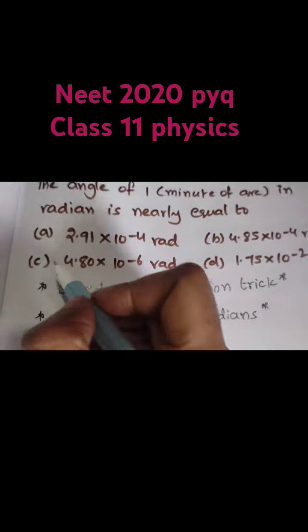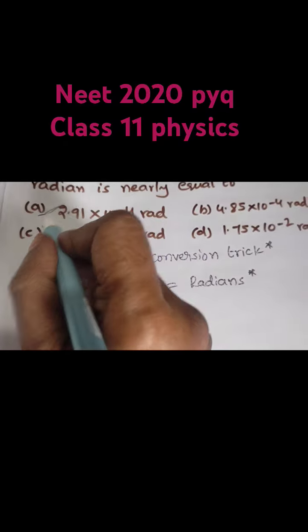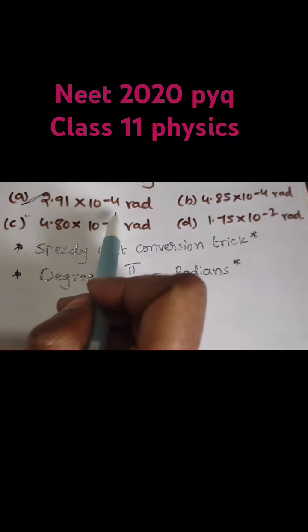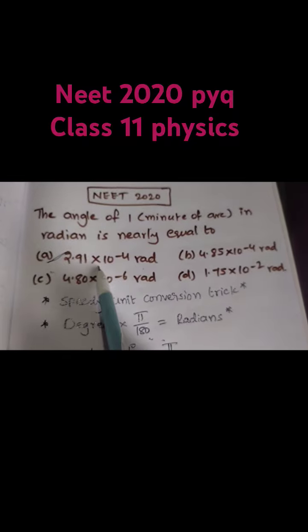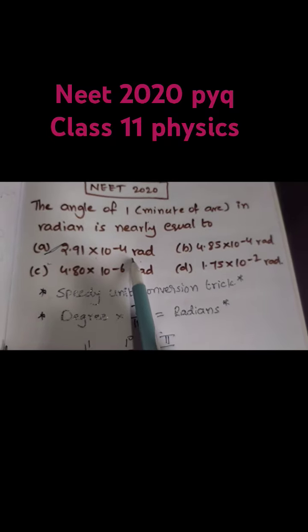So the answer is option A, 2.91 into 10 power minus 4 radian. That is, 1 minute of arc equal to 2.91 into 10 power minus 4 radian.